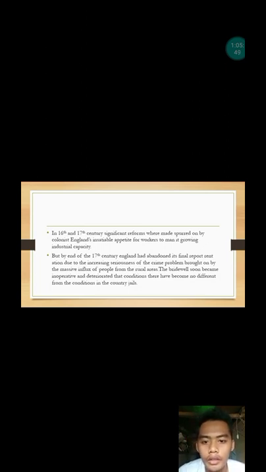In the 16th and 17th centuries, significant reforms were made, spurred on by the colonies and England's insatiable appetite for workers to man its growing industrial capacity. But by the end of the 17th century, England had abandoned its penal reform due to the increasing seriousness of the crime problem, brought on by the massive influx of people from the rural areas. The Bridewell soon became inoperative, and conditions there became no different from the conditions of other county jails.